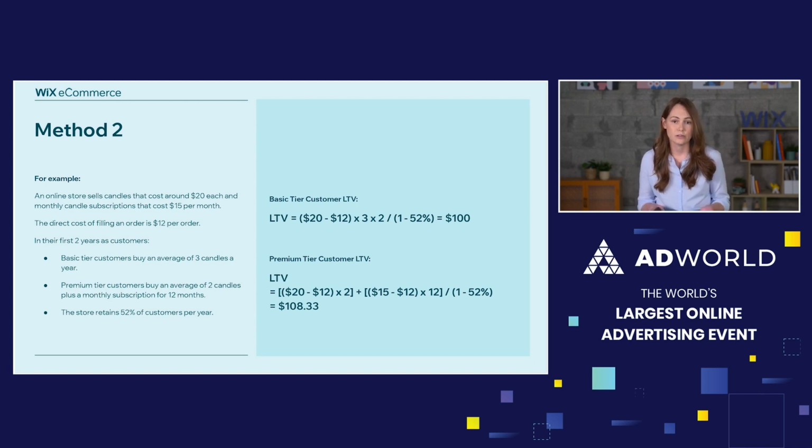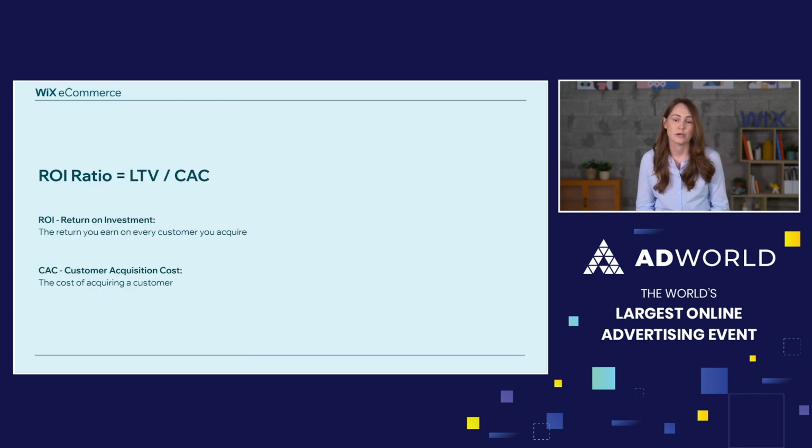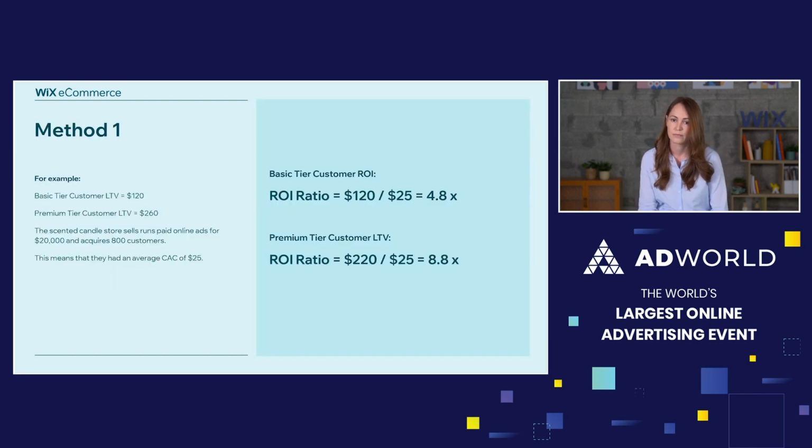So now that we've calculated our lifetime values, we can start to think about our return on investment ratio. So return on investment really just means how much you're earning on every customer you're acquiring. And in order to calculate it, we need to take a look at our customer acquisition cost, which is exactly that, how much it costs you to acquire a customer. So your return on investment ratio is lifetime value divided by your customer acquisition costs.